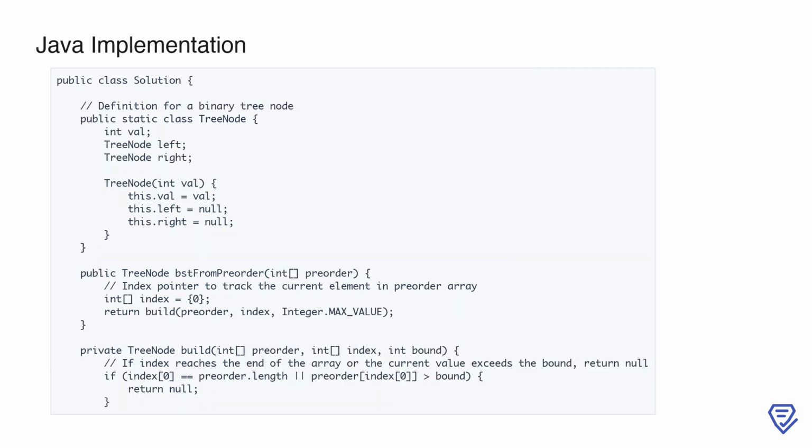Here, we start with the definition for a binary tree node, which includes an integer value and references to its left and right child nodes. The constructor initializes the node with a given value and sets both child nodes to null.